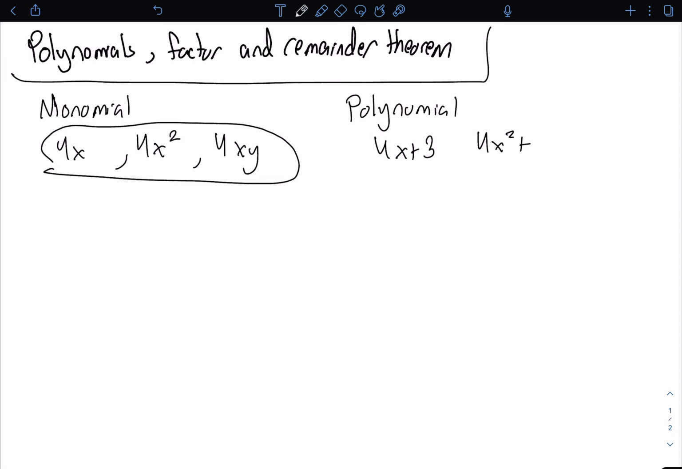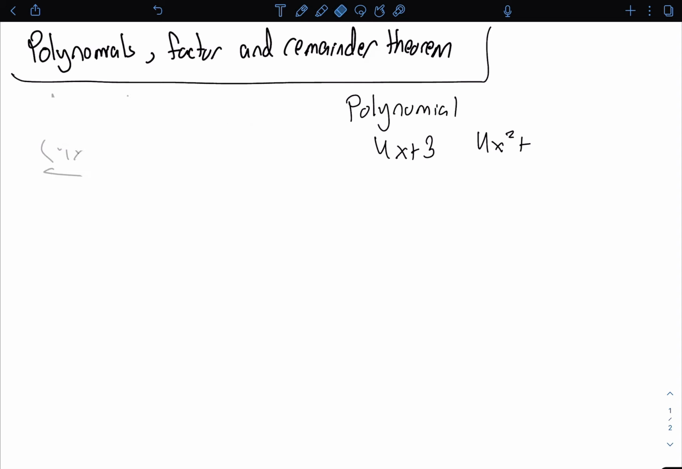So let's move on. Now, what is a factor and remainder theorem? The factor and remainder theorem basically states that polynomials, these equations over here, they all have a factor. And let's understand what a factor is. A factor is basically a number which you can divide another number with. Now that's a very horrible explanation, but I'll show it to you right now.